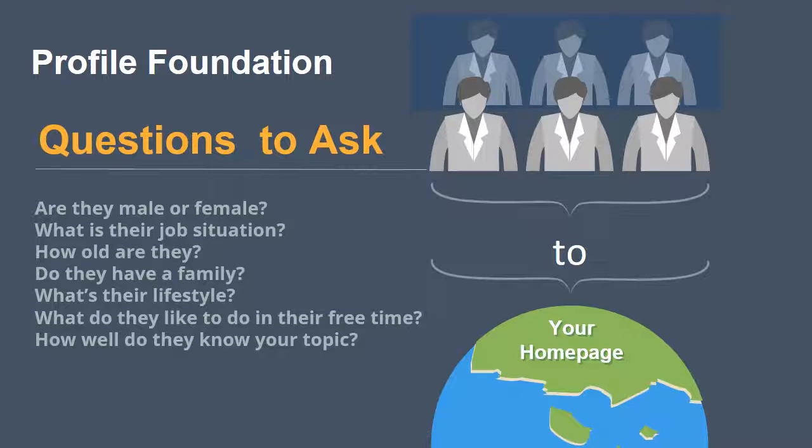Are they male or female? What do they do for a living? Do they like it? How old are they? Do they have a family? What's their lifestyle? What do they like to do in their free time? And how well do they know your topic? This will get you started asking the right questions, but we'll dig in a little deeper in the next couple of slides.